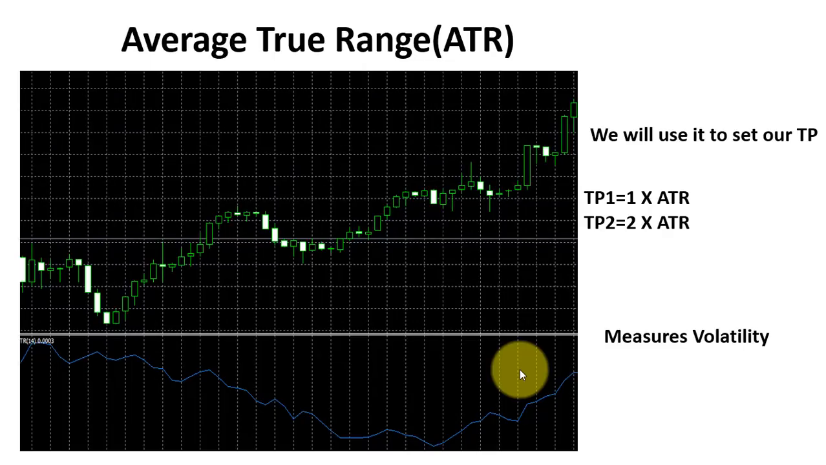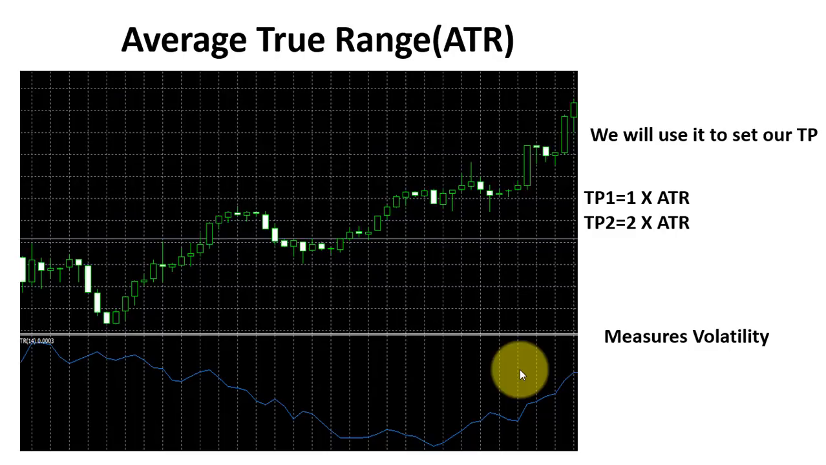Last but not the least indicator we are using is called the ATR, average true range. The average true range measures how much price fluctuates around the average price. In a high volatility environment, prices have high ATR values, and low ATR values in a low volatility environment.